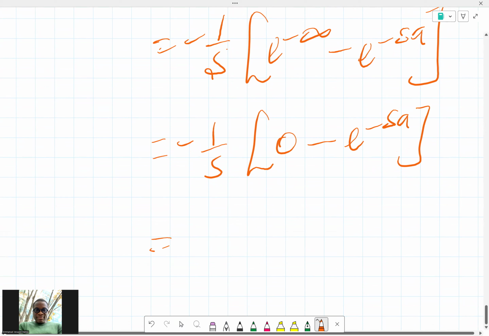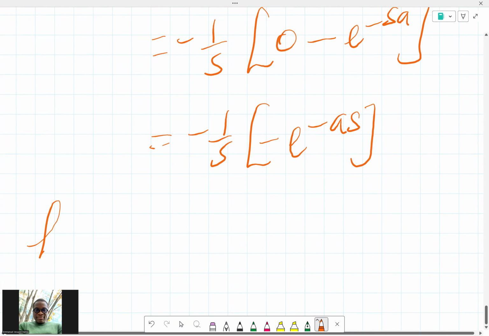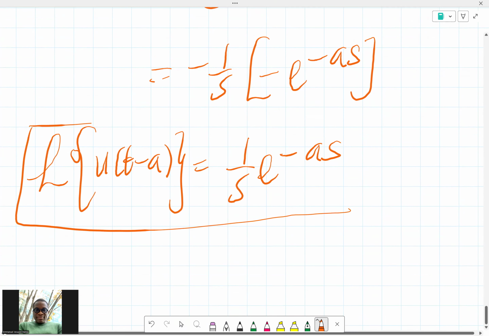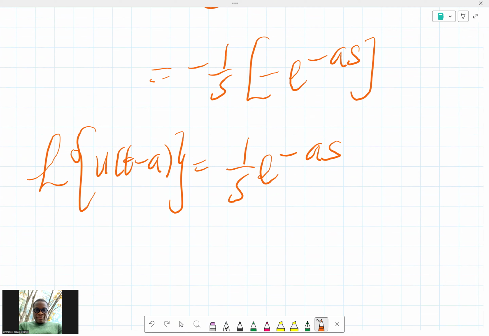If I rewrite this now, it's just minus 1 over s into minus e raised power minus as. So finally, we see that the Laplace of the shifted unit function u of t minus a is simply 1 over s e raised power minus as. This is what we get for the shifted step function. Of course, this is only guaranteed for s greater than 0.